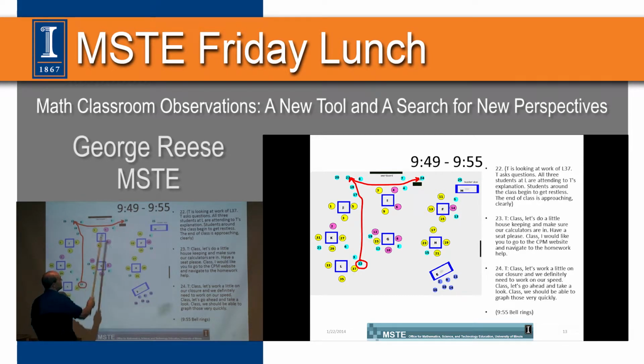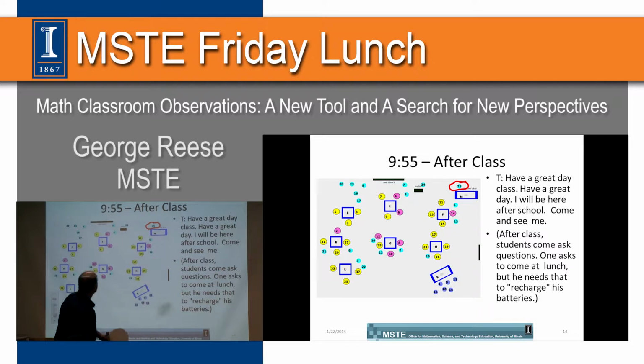And then he goes over to the podium where I think a computer is. Class, let's work a little on our closure. We definitely need to work on our speed. Class, let's go ahead and take a look. Class, we should quickly be able to graph these, very quickly. At 9:55, though, the bell rings. Done, you know. So the kids then get up.